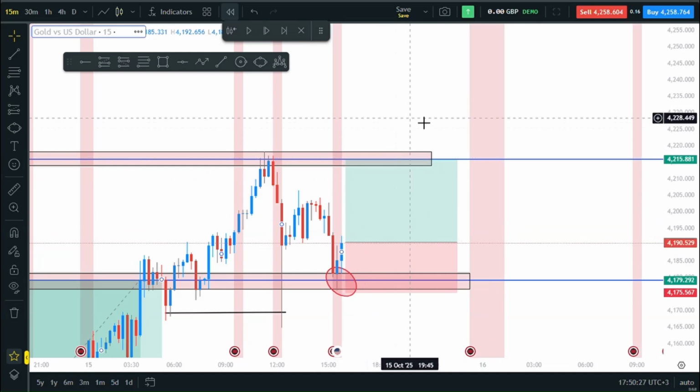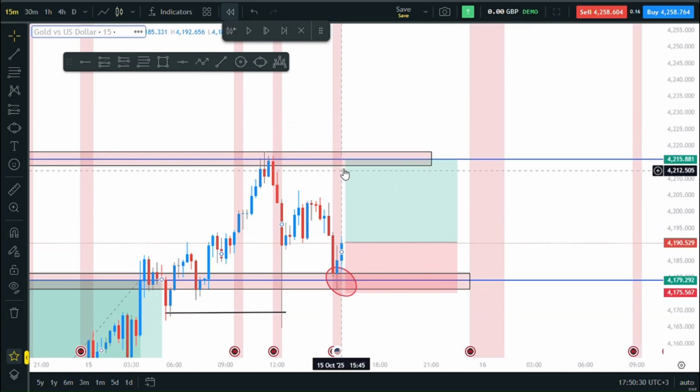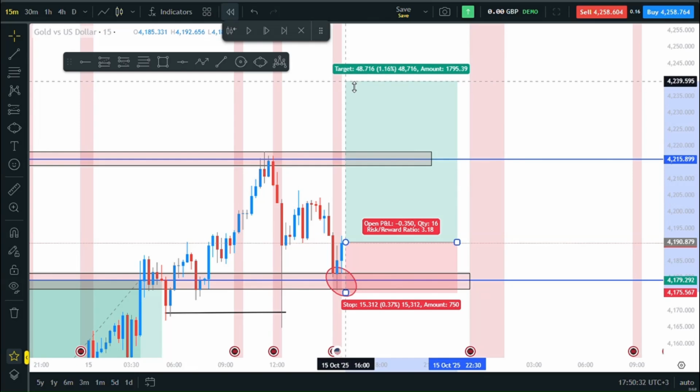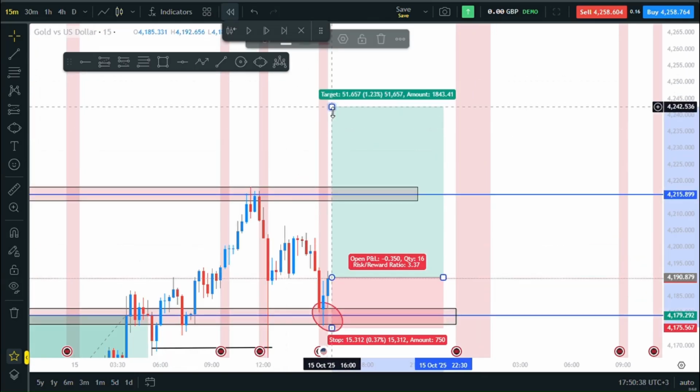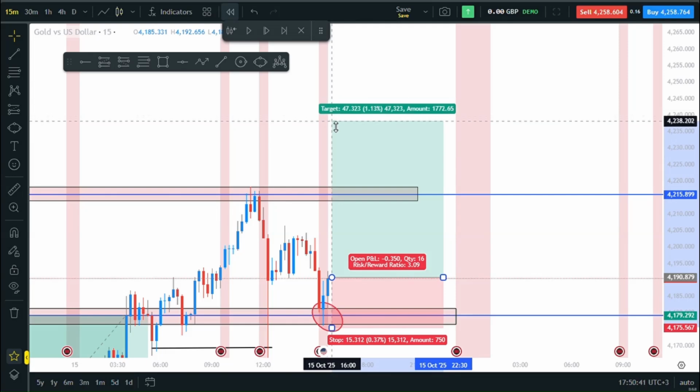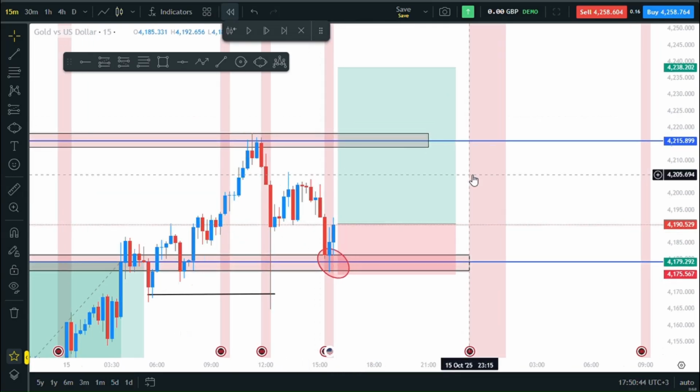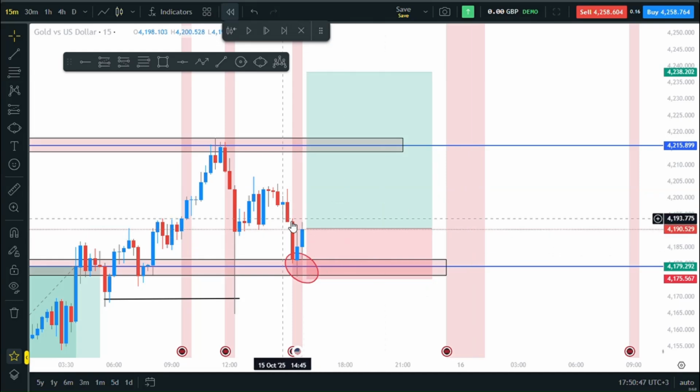So my full take profit, I like to aim for a 3.5, but if you like, you could aim for a 3. So let's go for a 1 to 3 risk to reward. This means that for every $100 that I'm risking, I'm going to make $300. Now let's play price and see what happens after we entered our trade.